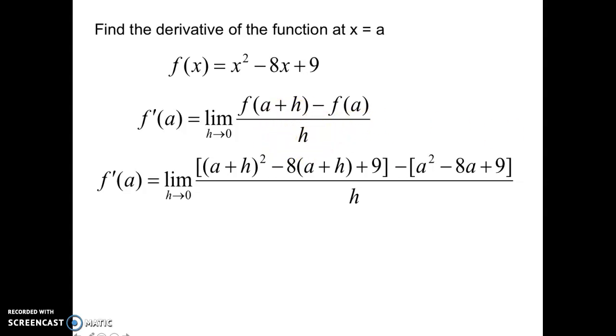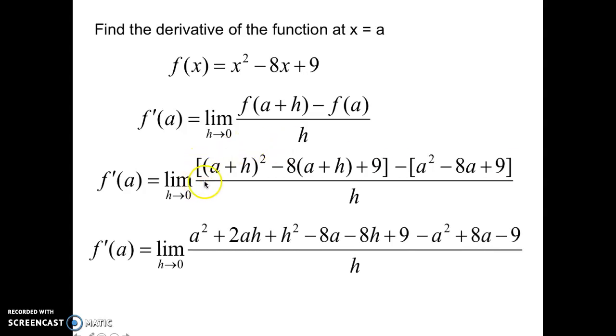All right, we're going to do a lot of algebra here. Foiling out this first term, we get a squared plus 2ah plus h squared. Distributing the negative 8, I get negative 8h minus negative 8a minus negative 8h plus 9. Distributing the negative here, I get negative a squared plus 8a minus 9.